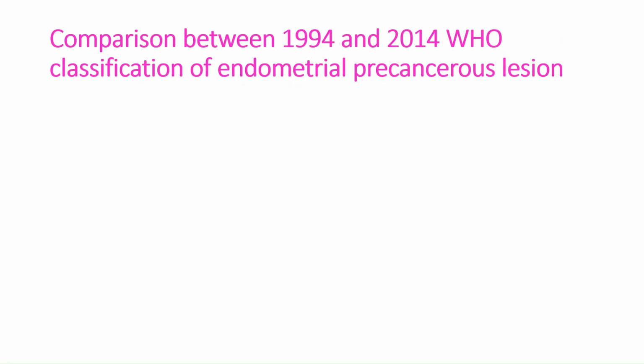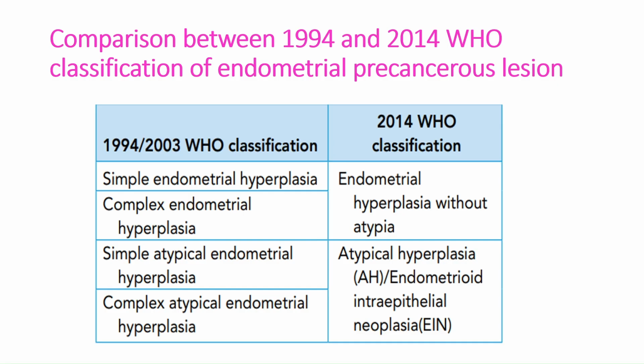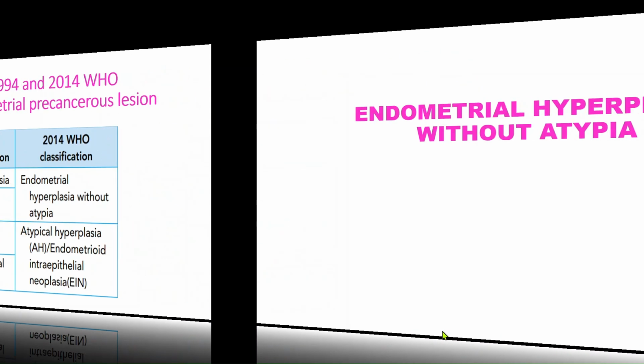WHO has given classification of endometrial precancerous lesion. So let's compare between 1994 and 2014 classification. Before, the classification was simple endometrial hyperplasia, complex endometrial hyperplasia, simple atypical hyperplasia, and complex atypical hyperplasia. Now, the new classification has given two entities. One is endometrial hyperplasia without atypia, and second is atypical hyperplasia, AH, or endometrioid intraepithelial neoplasia, EIN. So let's see one by one.